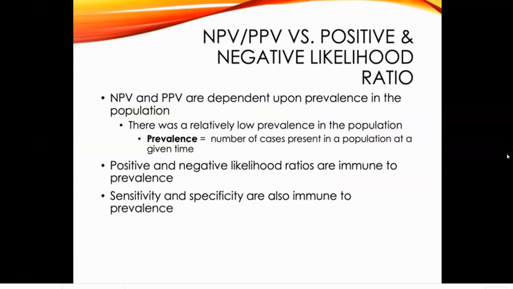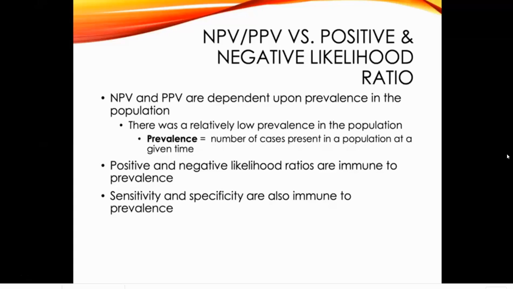The answer is, it's because negative predictive value and positive predictive value are dependent upon the prevalence of the disease in the population. So remember, prevalence is the number of cases present in a population at a given time. There was actually a relatively low prevalence of breast cancer in this population, especially in the mammogram group. So only 15 breast cancers in over 3,000 mammograms. That's really low. And it was a lot lower than the 55 out of 2,800 in the MRI group.